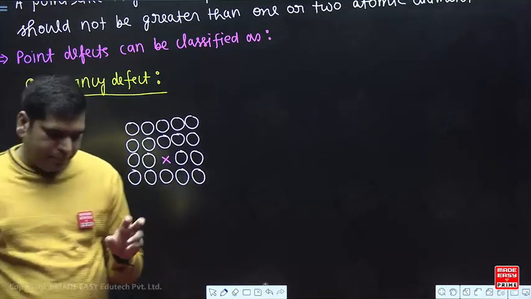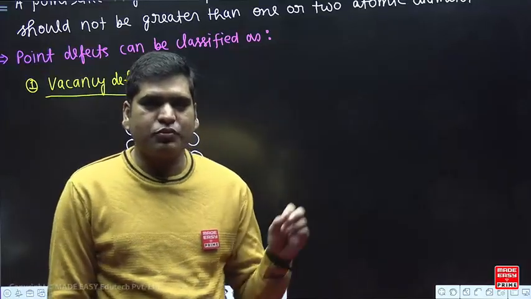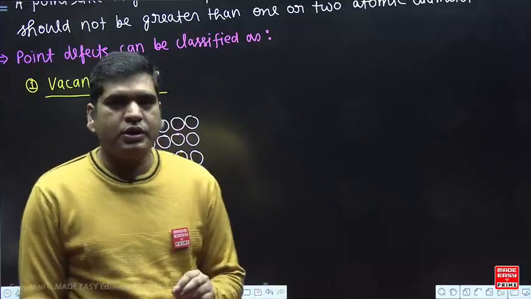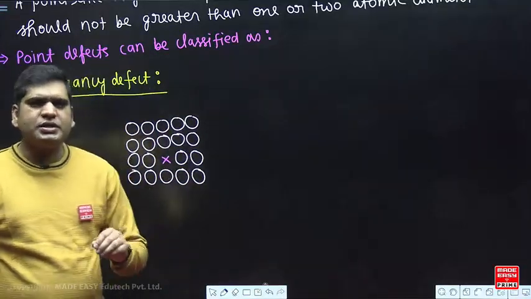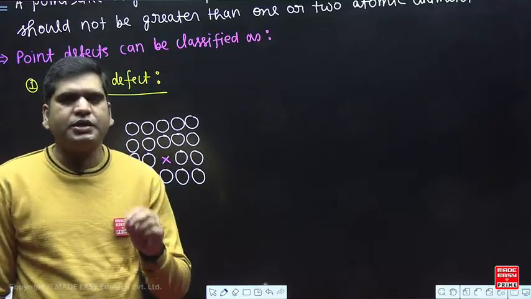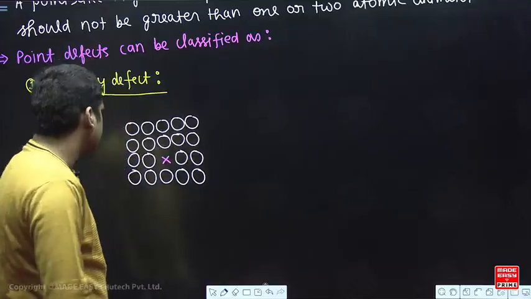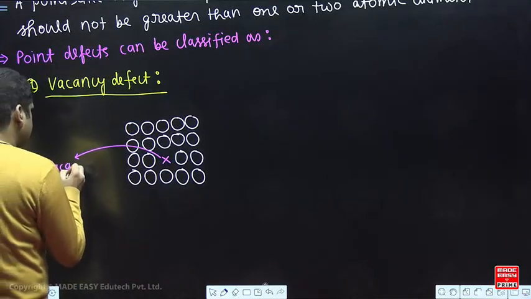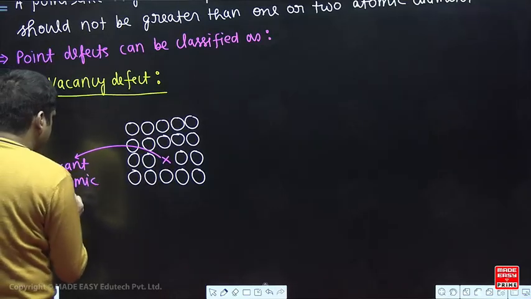It means there should have been an atom. This is a lattice point. Lattice point means the point, in a three-dimensional periodic arrangement, at which atoms should be located. So there should be an atom, but due to some reason the atom is missing from that place. So that vacant atomic site is creating a vacancy defect. So this is a vacant atomic site.